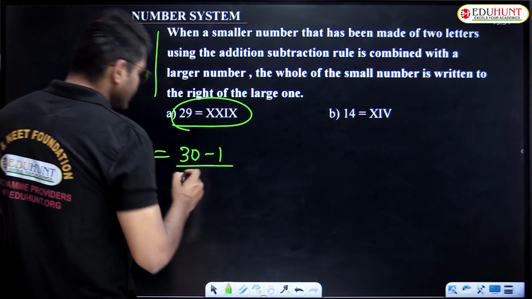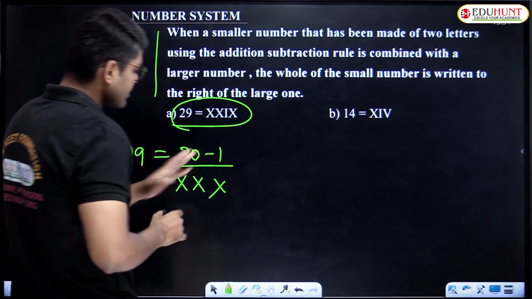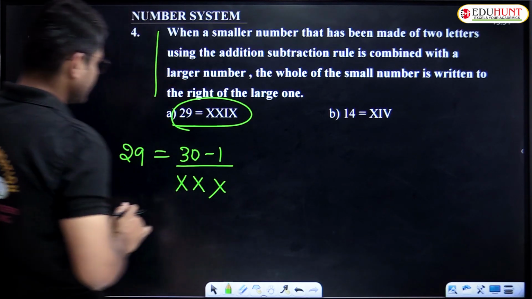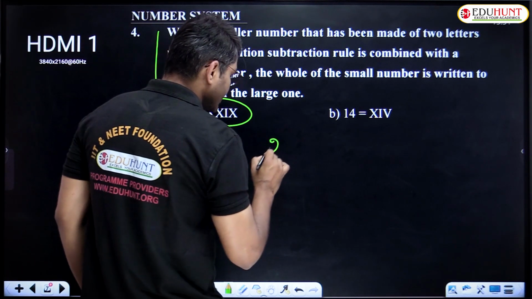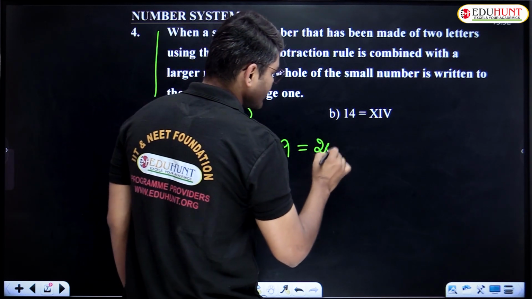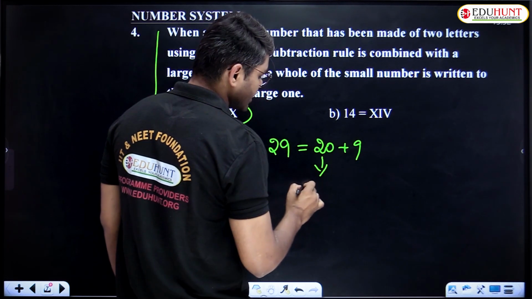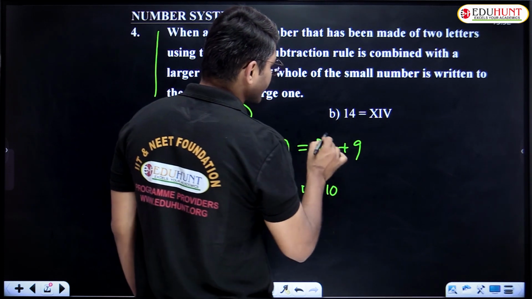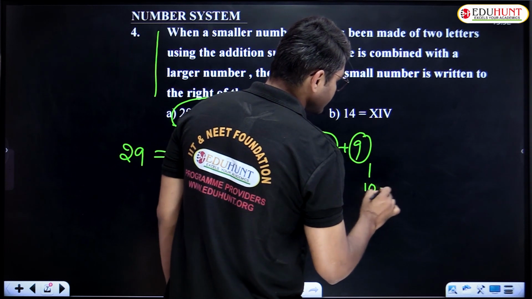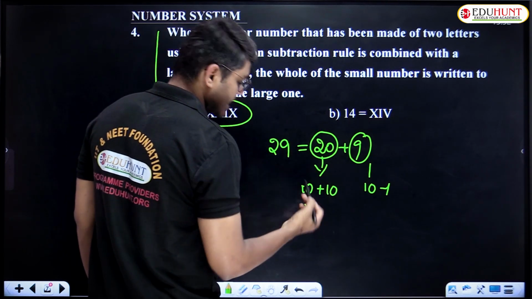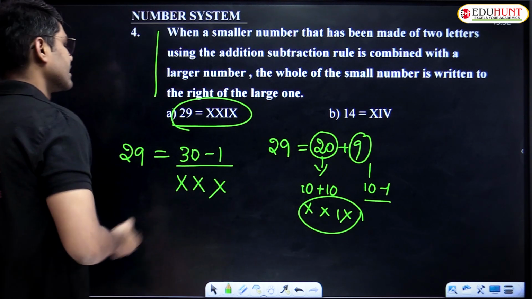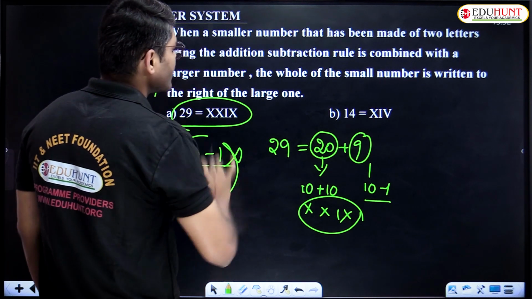But here I wrote 30 minus 1. 29 can be written as 20 plus 9 also. 20 can be written as 10 plus 10 because I don't know the exact digit for 20 here. 9 can be written as 10 minus 1. See here, 10 can be written X, 9 can be written IX. Therefore, this is 29. The other one is 30 only, not 29.